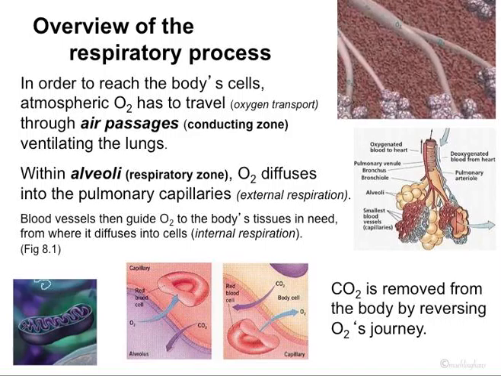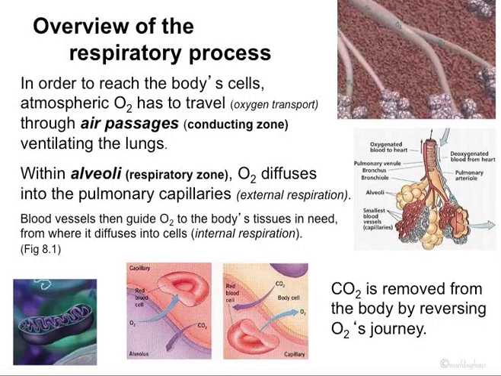Then let's go and discuss the anatomy. Let's talk about the anatomy. So we look at the overview here first. In order for the body cells to get atmospheric oxygen, that oxygen has to travel through air passages, ventilating the lungs. Ventilating the lungs means we bring air into the lungs. When we get this traveling of oxygen described, we talk about oxygen transport.